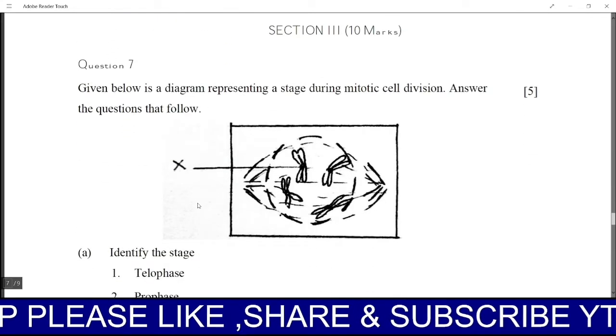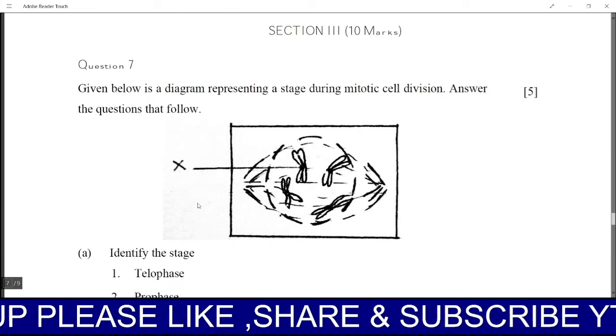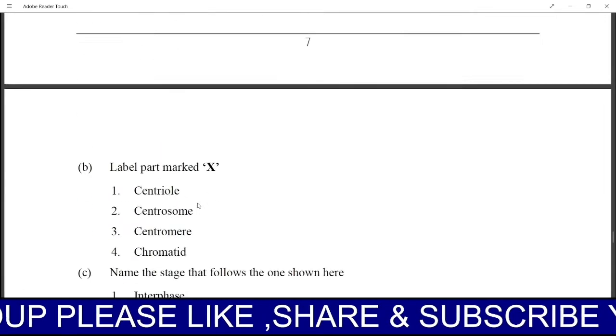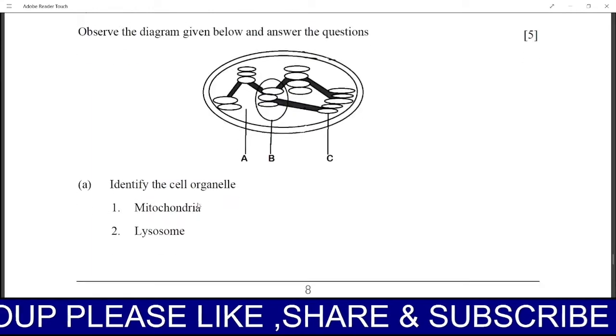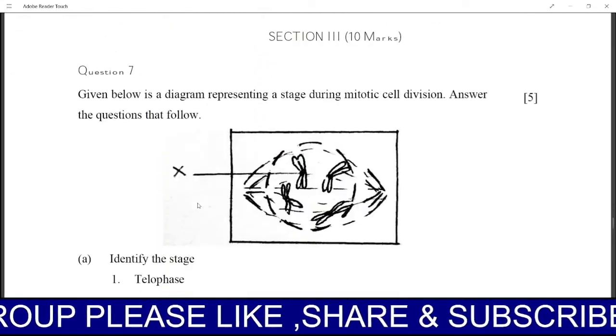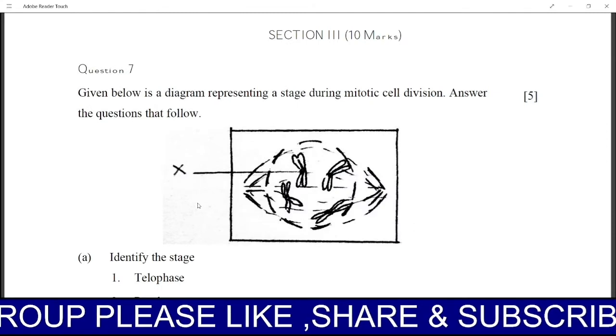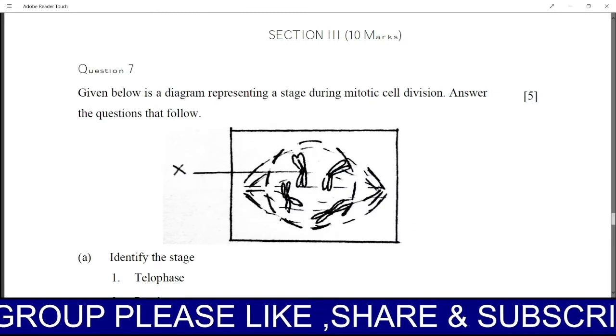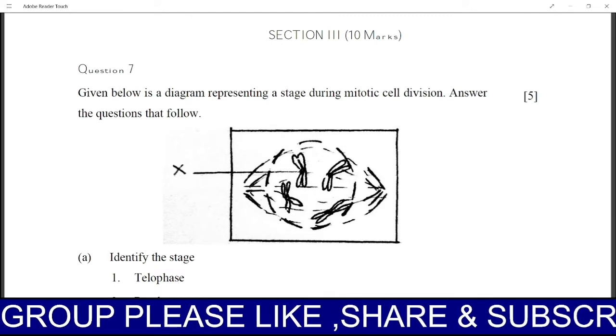Now let's see section 3. This is a 10 mark section and here 2 questions are given. Both of them are diagram based questions. So you all can see these 2 types of questions. So let's do them. The very first question is: given below is a diagram representing a stage during the mitotic cell division. Answer the questions that follow.